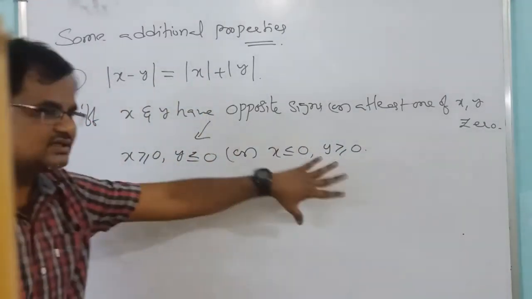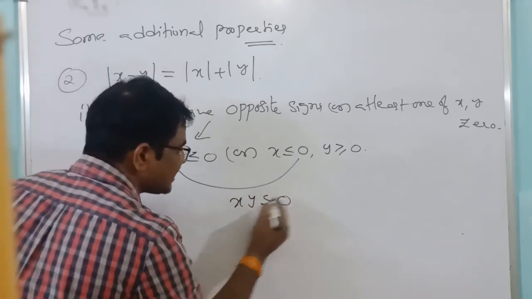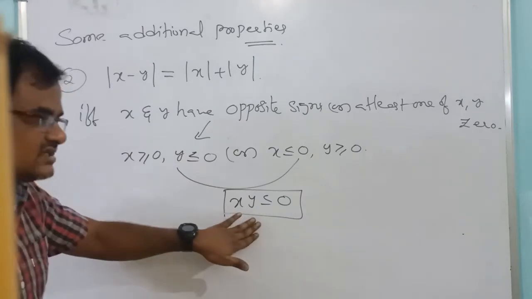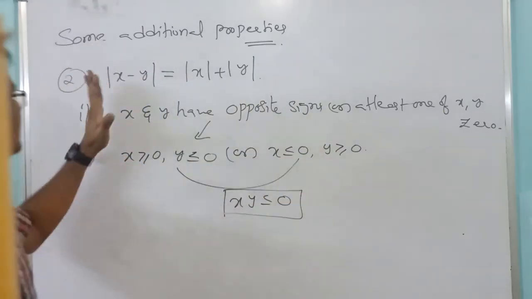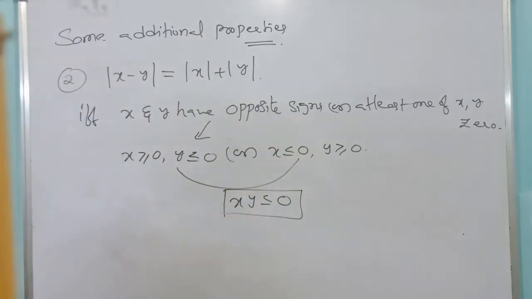So opposite signs. From these two, what is the conclusion? x into y less than or equal to 0. This is our conclusion, because positive times negative is less than or equal to 0, and negative times positive is less than or equal to 0. In any condition, so this holds. Right? Sometimes all the conditions also hold.